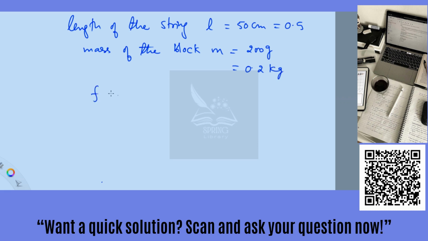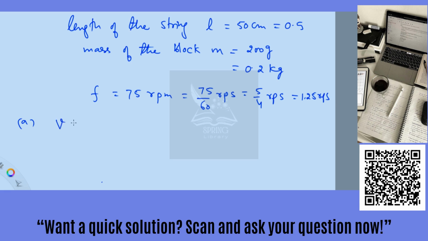Frequency, the rate of rotation, is given as 75 revolutions per minute, or we can say this will be 75 by 60 revolutions per second, which comes out to be, after cancelling by 15, 5 by 4 RPS, or we can say this is 1.25 RPS, revolutions per second. Now, in the first part of the problem, we have to find the speed of the block.